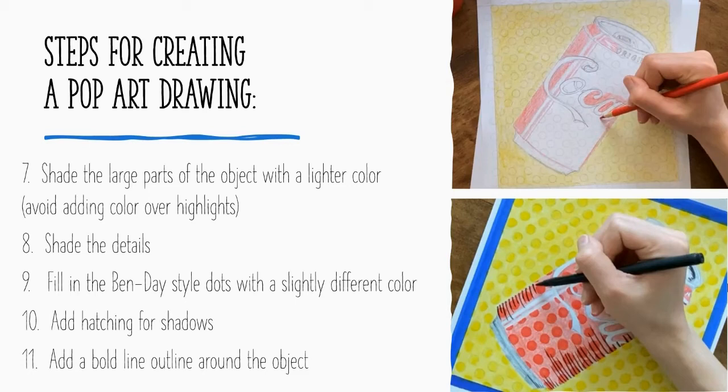Next, shade the details, and then you get to fill in all of your dots in that Ben-Day style. You'll want to use a different color. For instance, if you're using one color marker for the background, you can use a slightly different marker, and that will actually create another color. Then add hatching for shadows and a bold outline to finish off the object.